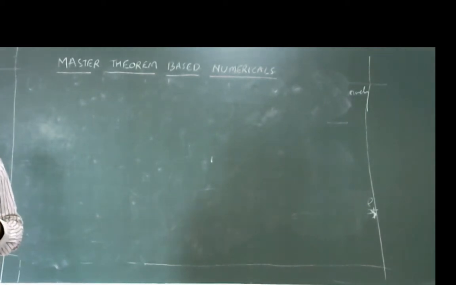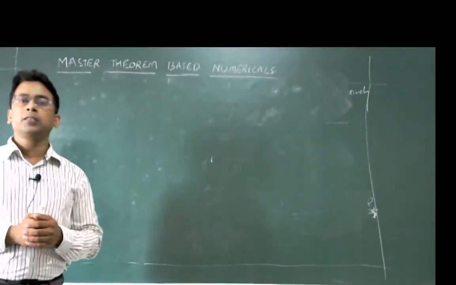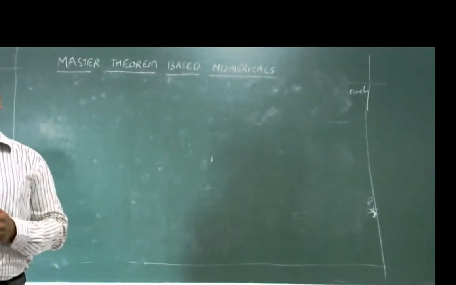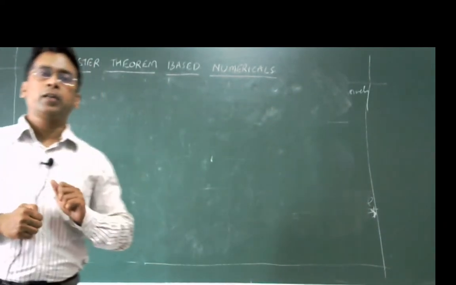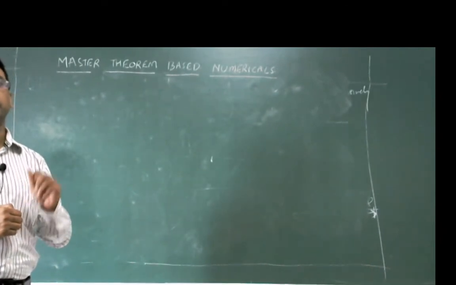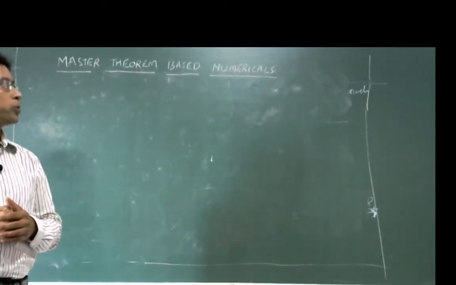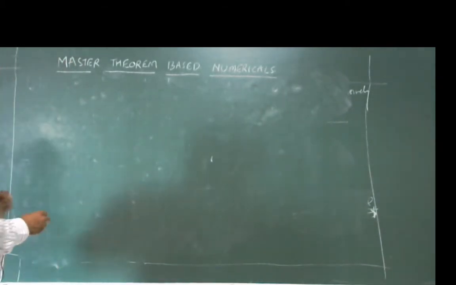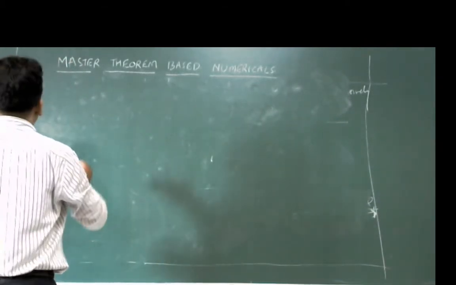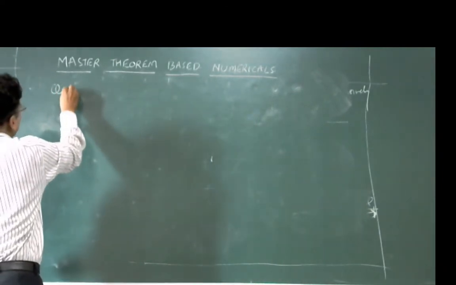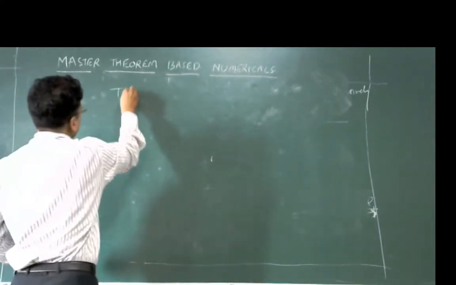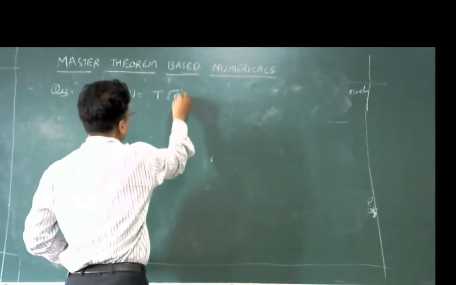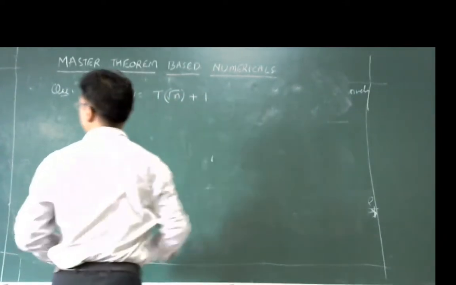Then a student gets confused because the simple cases that we know in the Master theorem are not sufficient to solve these problems. So here I'm going to take one special numerical that is very popular and that has come into the examination various times, and I will explain the trick to solve this problem. So the question is T(n) = T(√n) + 1.